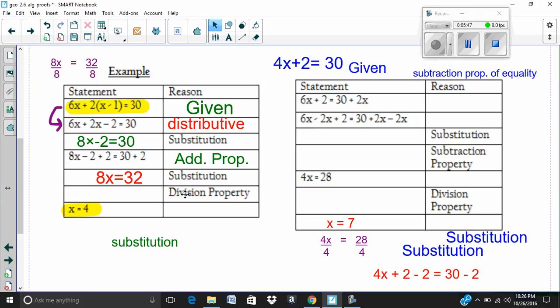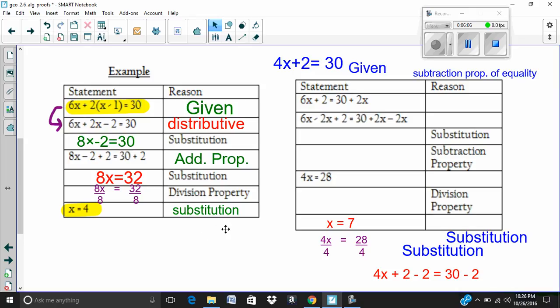Our next reason says division property. Well, again, if you're trying to solve for x here, what's the next thing you're going to do? You're going to divide by 8. And so we put that in there. And lastly, again, 32 divided by 8, what is that? It's 4. We're replacing something of equal value, and so that's our substitution property.